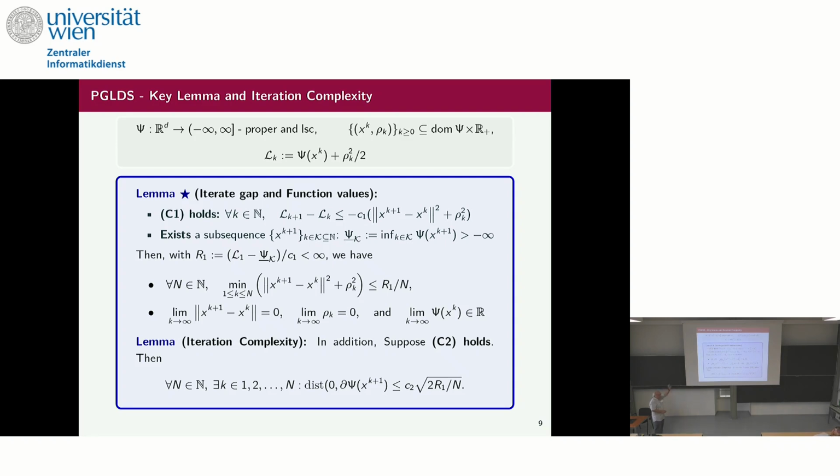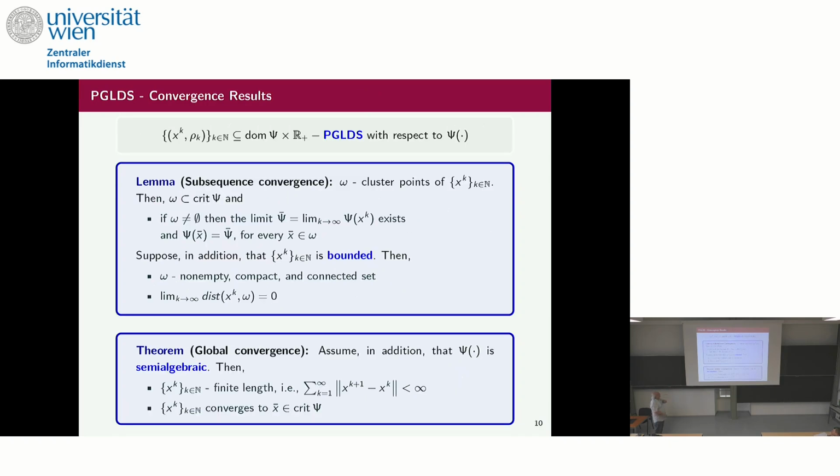So this is a very generic result. The idea, of course, since I have not much time, I will skip. Having that, we can prove subsequence convergence, which is given here. We can also get global convergence, assuming that psi is semi-algebraic, for example, using the standard KL Kurdyka-Łojasiewicz theory. All this framework is very general, and I guess it can be used in other contexts.